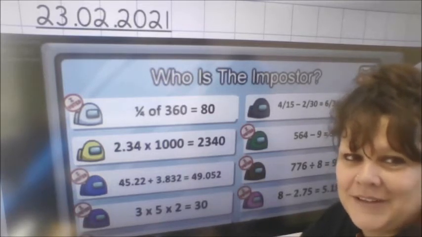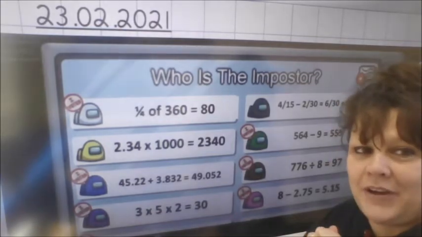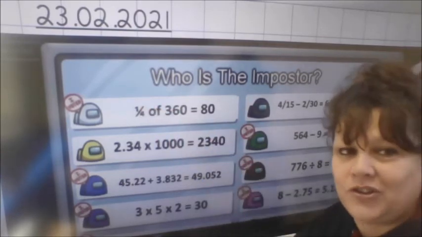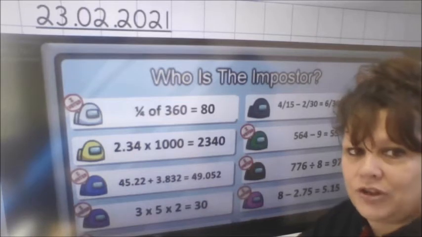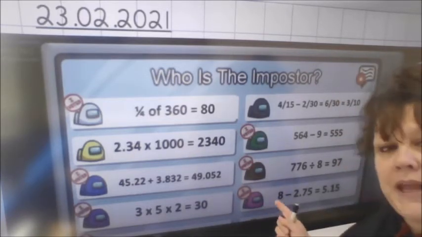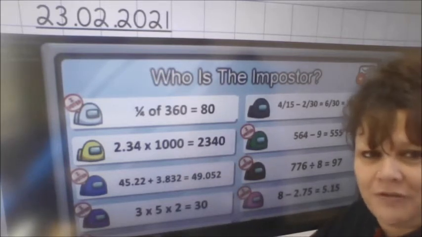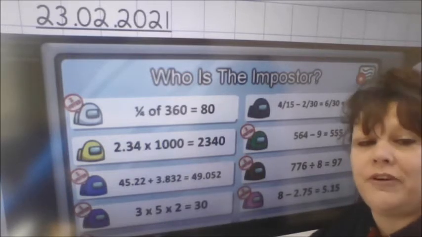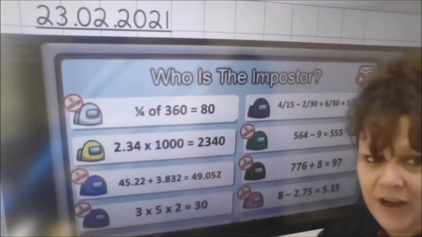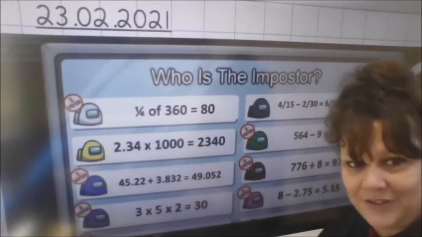Okay, year 6, how did you get on? Did you find the imposters? Well, if you were clever, you'd have spotted white is our first imposter because a quarter of 360 is 90, not 80. And then pink was the other imposter, because 8 take away 2.75 is not 5.15 but 5.25. So good luck if you found both of those imposters.